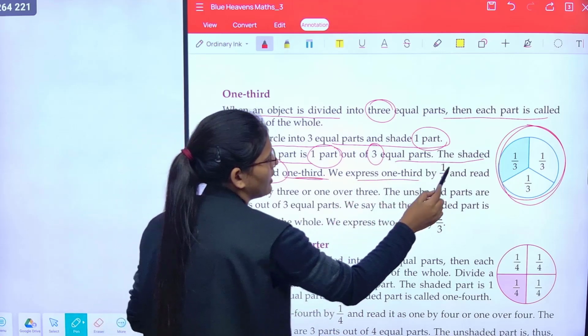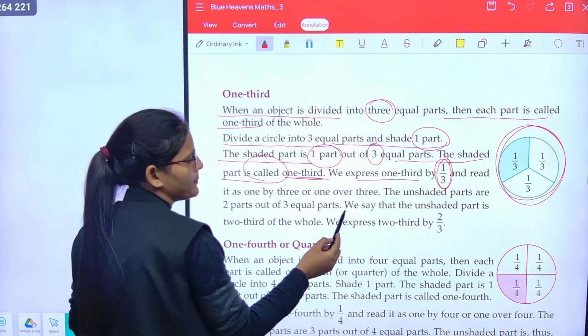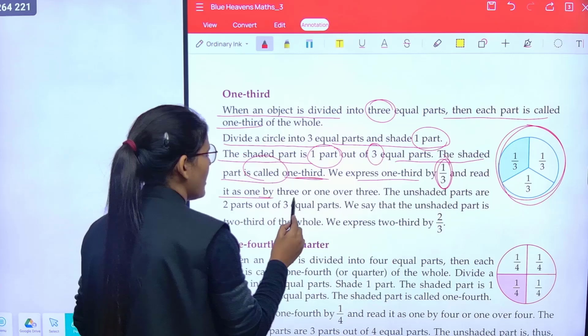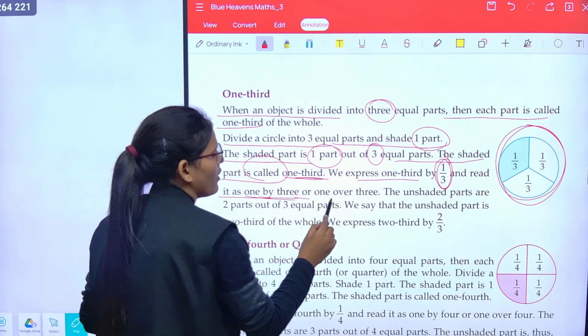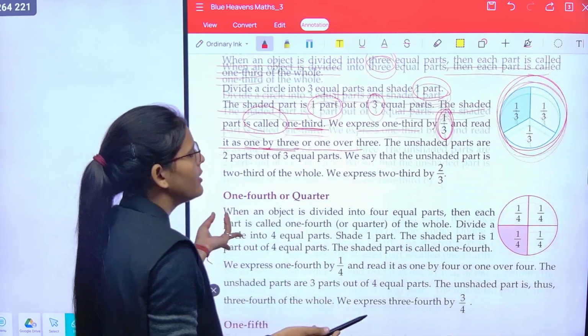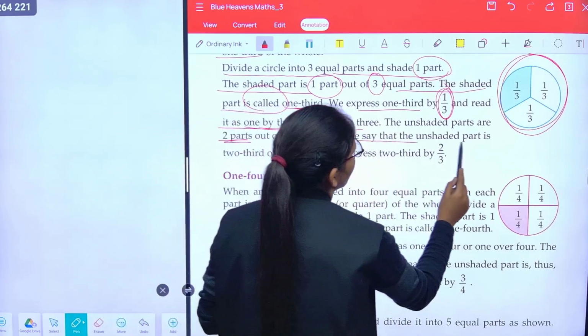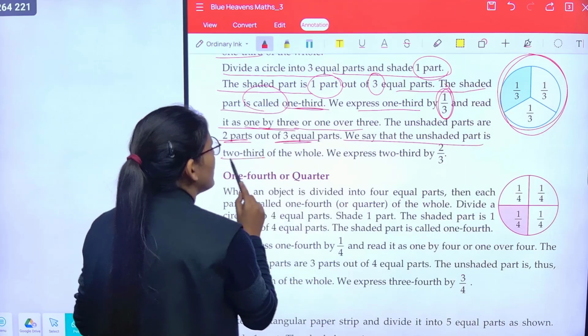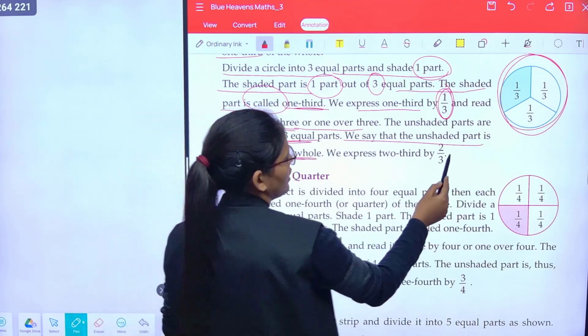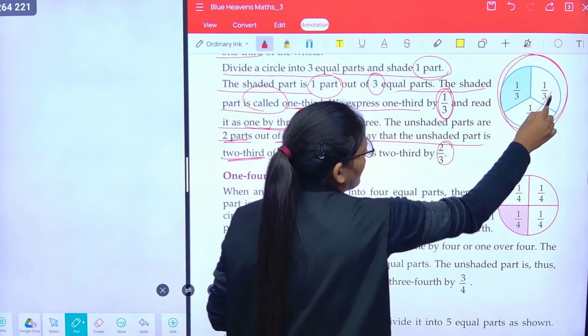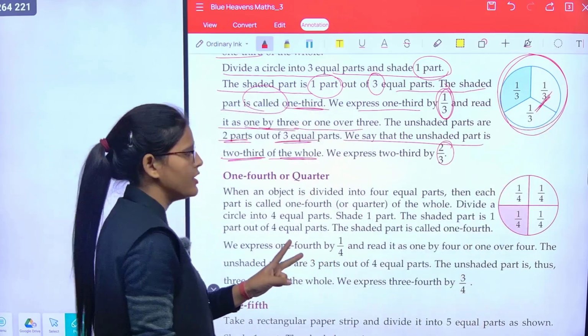We express one third by 1 by 3 and read it as 1 by 3 or 1 over 3. The unshaded part is two parts out of three equal parts. We say that the unshaded part is 2/3 of the whole. 2/3 because यहाँ पर दो parts हैं unshaded.